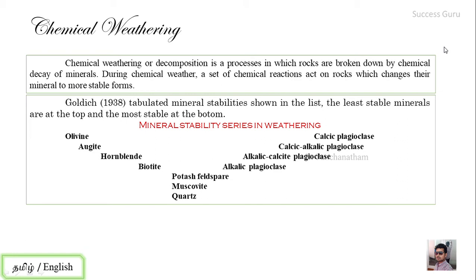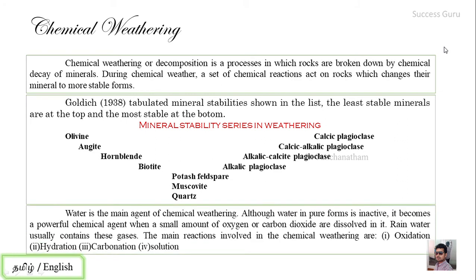You might have seen the same list in Bowen's reaction series, which shows the order of formation of minerals. In Goldich, this is explained as the order of destruction of minerals. So one thing is clear: the order in which the minerals are formed, the same order the minerals are destroyed.